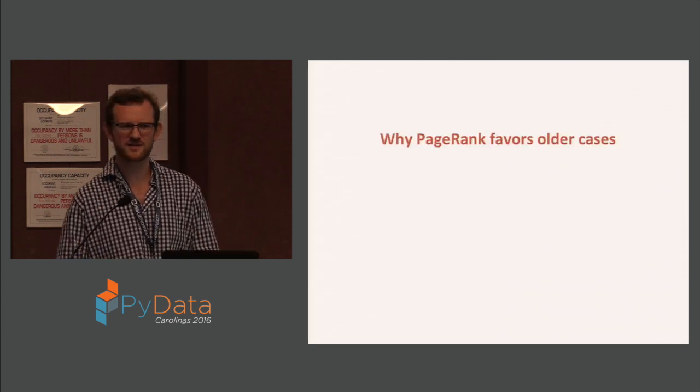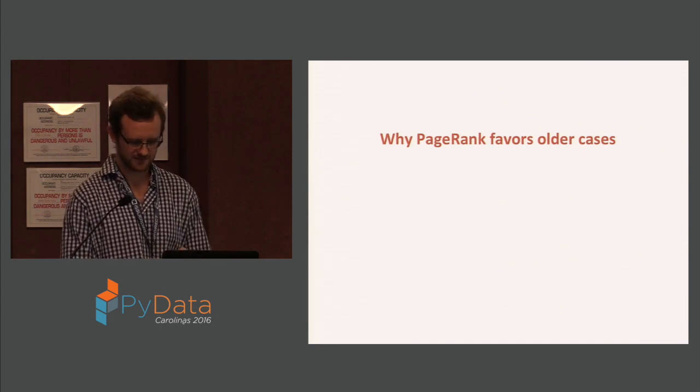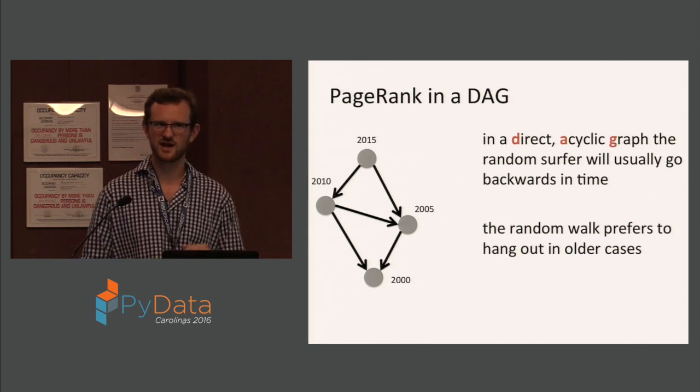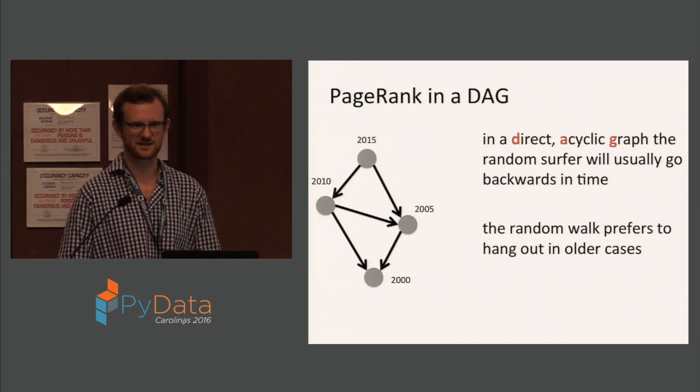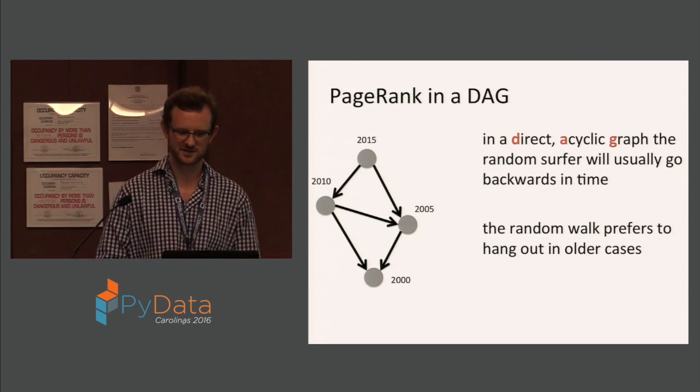So why does PageRank favor older cases? There's actually a pretty nice explanation of that. The reason is we have a DAG, a directed acyclic graph. Remember, citations all go backwards in time. There can't be loops.